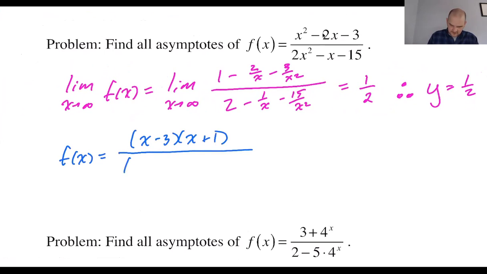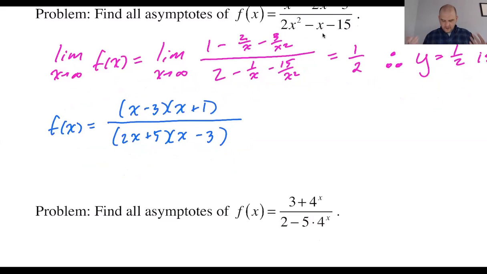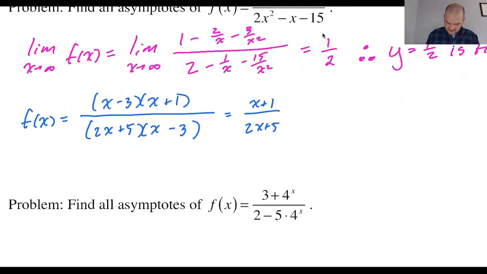So I have to do 2x and x. That'll get me 2x squared. And then negative 15, I'm thinking that I'm going to go with plus 5 minus 3. Plus 5 minus 3 gives me negative 15. And I get negative 6x, 5x, negative x works. Okay. So, oh, look at that. So this reduces down to x plus 1 over 2x plus 5, provided that x is not 3.